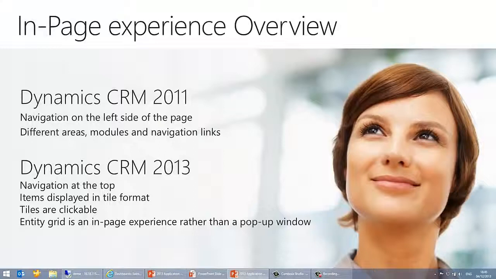So really, from that quick little overview of the differences here, this is the difference I put together. In CRM 2011, as I said, you have the left navigation, and it's always been on the left side of the page with different areas, modules and navigation links. In the new navigation model in CRM 2013, the navigation is now at the top, with the items displayed in tile format, just like I was saying about the Windows 8 design for it. And to navigate, you click on the tiles and it will take you to the entity grid as an in-page experience rather than a pop-up window, like I've said a few times already.